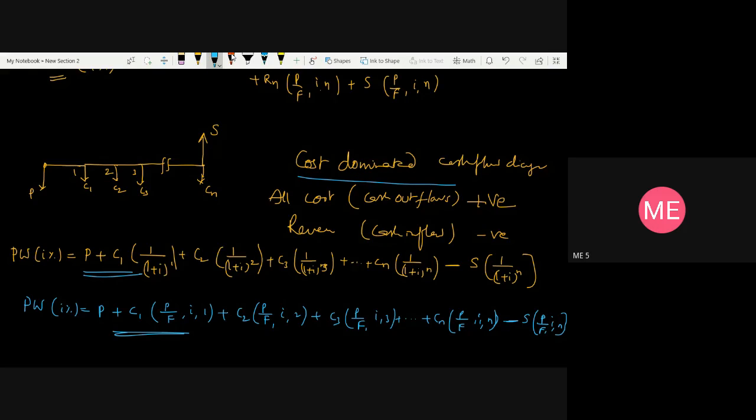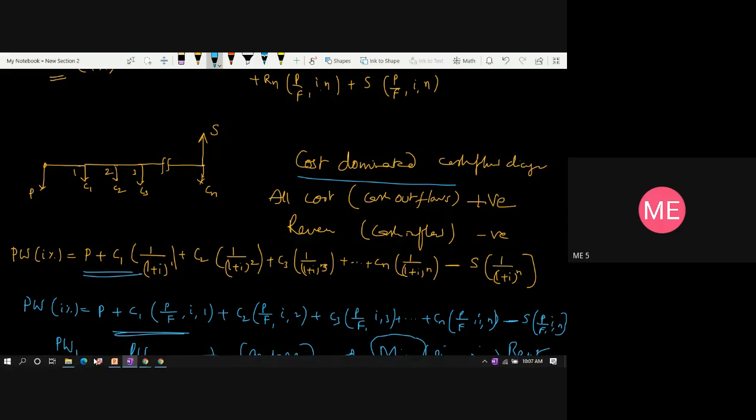So for any organization, when it is a cost dominated cash flow diagram, the alternative which gives the minimum cost will be taken as the best alternative. Here the present worth of alternative 1 and the present worth of, say, alternative 2 will be compared after computation of the present worth of the different alternatives. Then we look at which gives the minimum of present worth 1 and present worth 2. After calculating present worth 1 and present worth 2, the minimum among these two alternatives will be chosen as the best alternative.